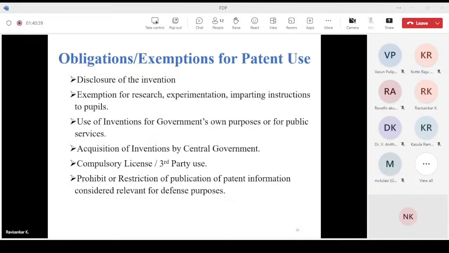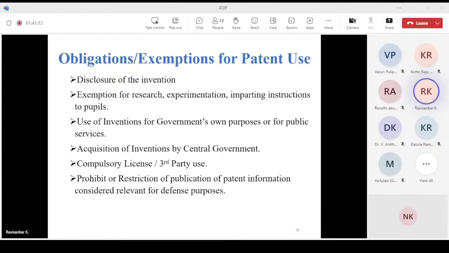So even though a patent is granted, there are some obligations or exemptions for if third parties want to use the patent. For example, your obligation is you have to disclose all the details of your invention. And coming to the exemptions, if the patented invention is to be used for research or experimentation or imparting instructions to pupils in the classroom or colleges, then these are exemptions which cannot be considered as infringement.